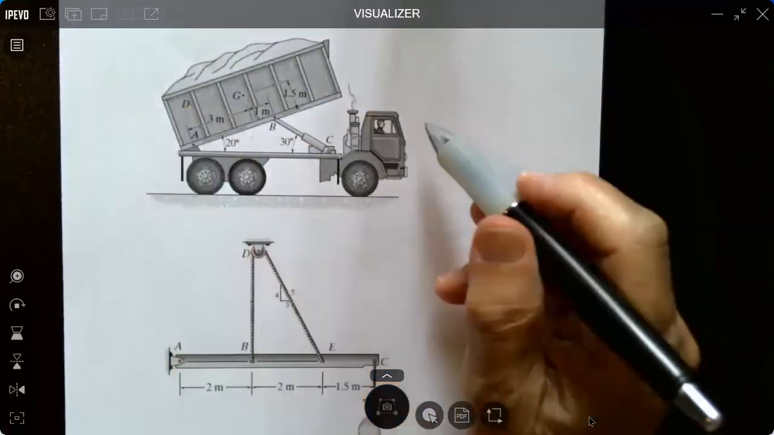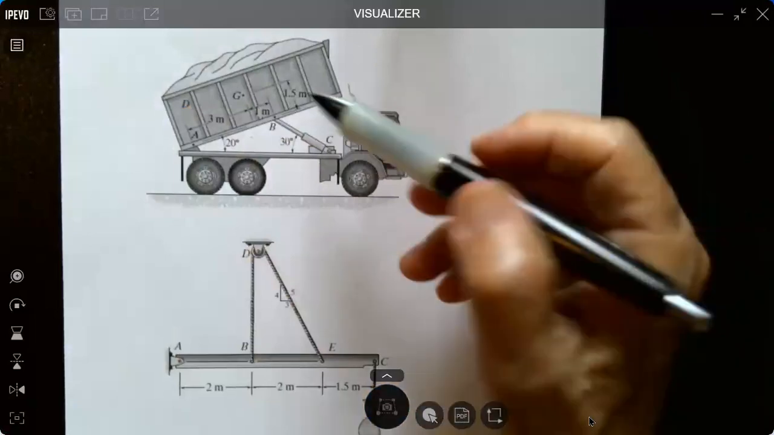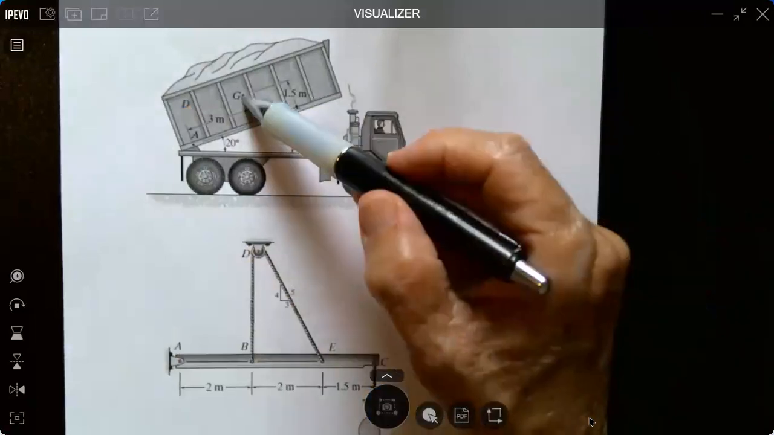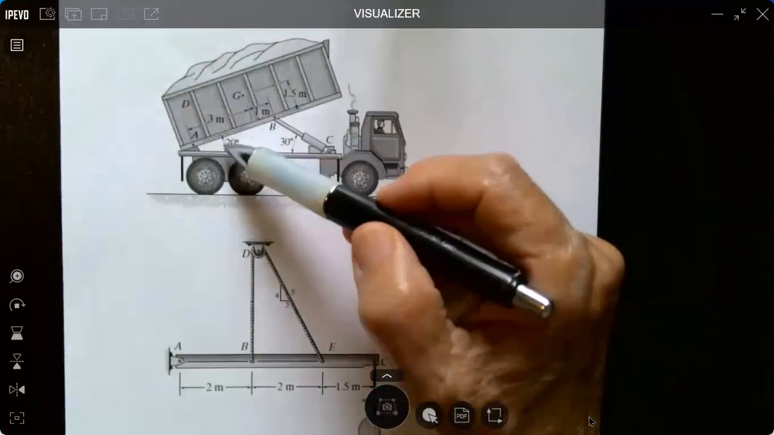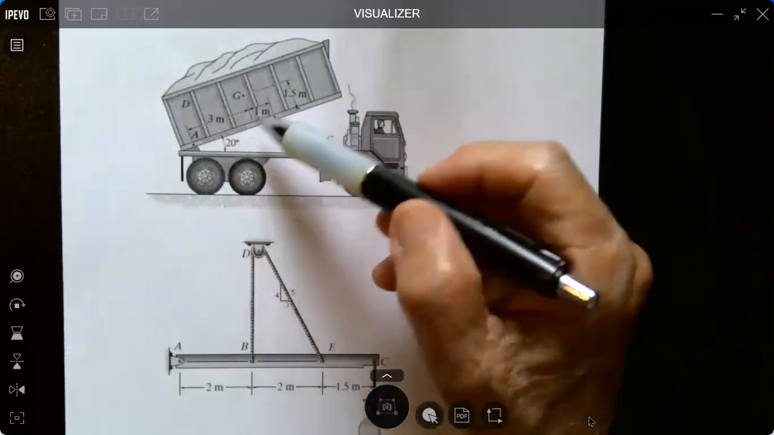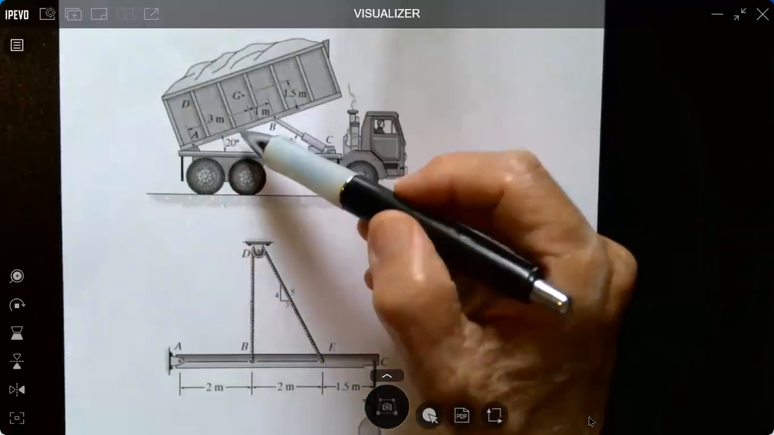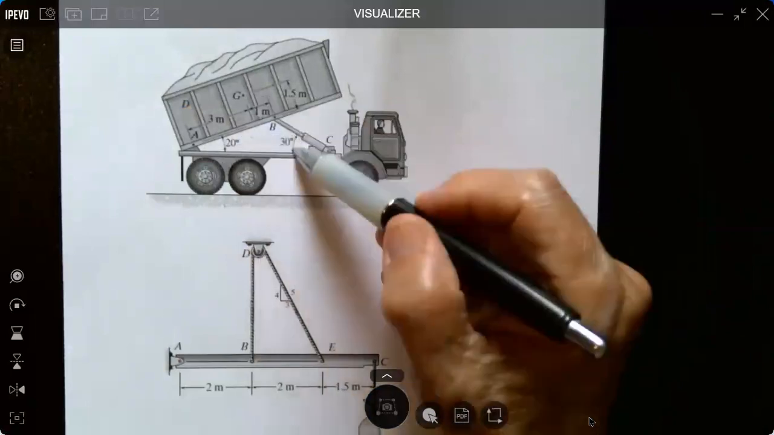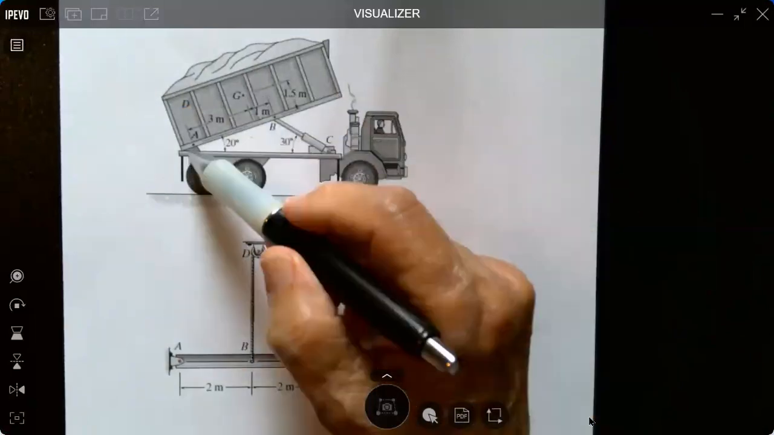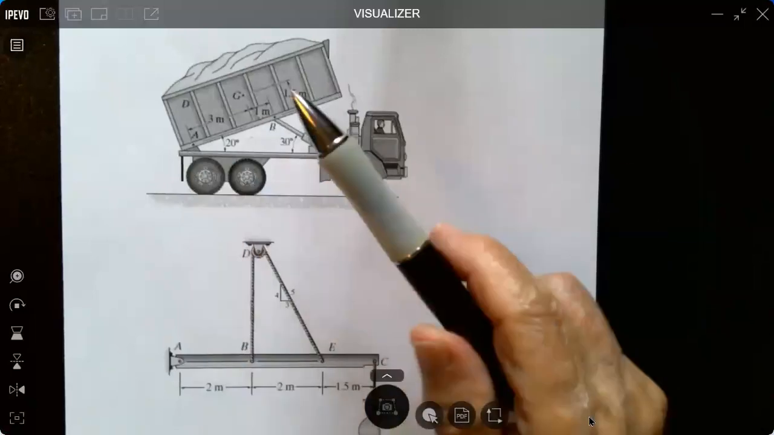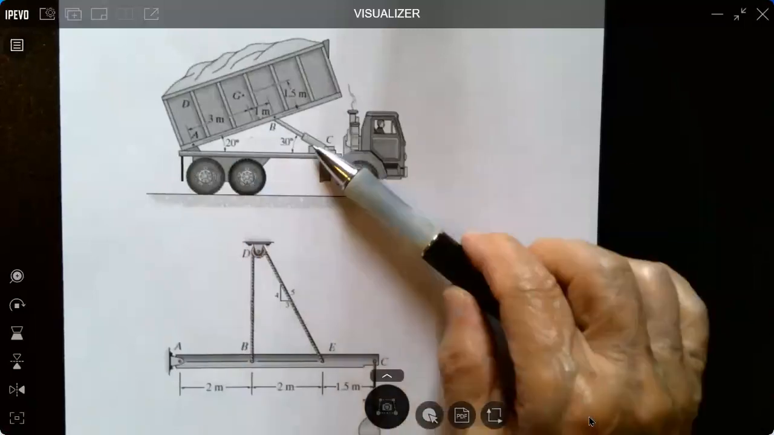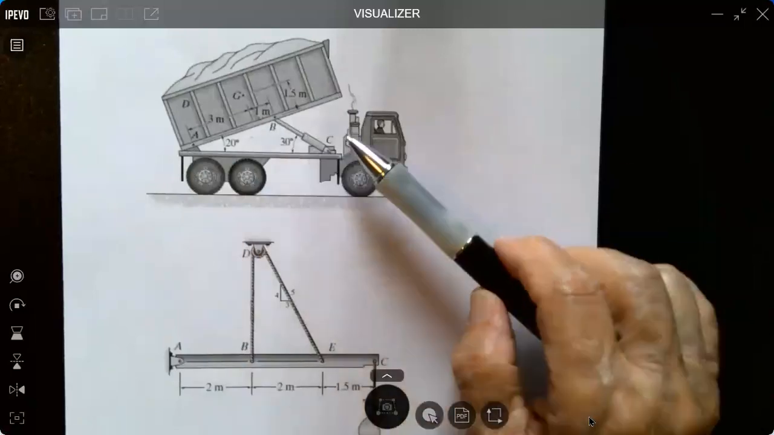The problem is, given the weight acting at G in this position of the bed, 20 degrees, this is 30 degrees with this. We want to know what the pin reactions are and what the force is in BC.